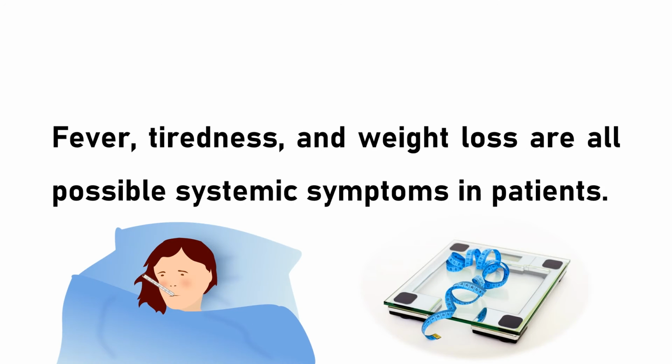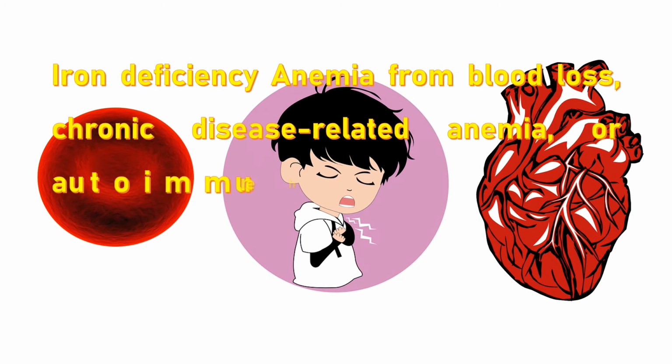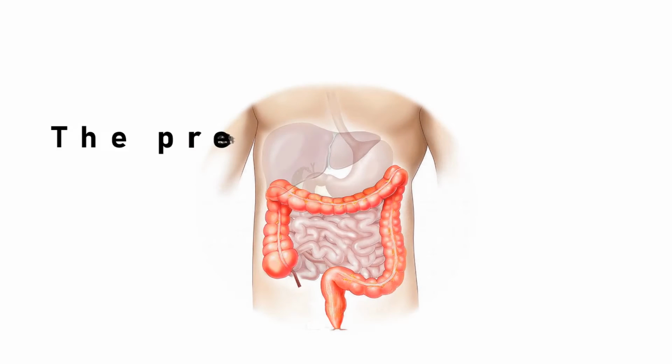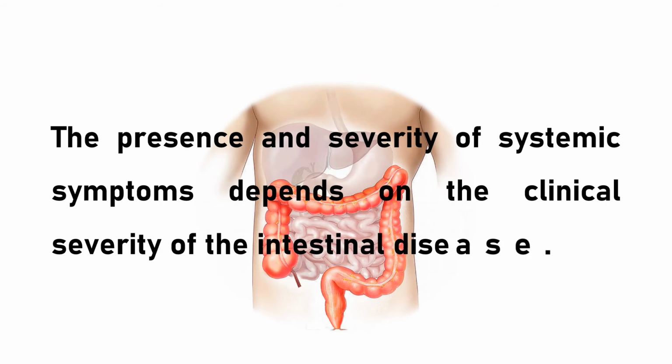Fever, tiredness, and weight loss are all possible systemic symptoms in patients. Iron deficiency anemia from blood loss, chronic disease-related anemia, or autoimmune hemolytic anemia can cause dyspnea and palpitations in patients. The presence and severity of systemic symptoms depends on the clinical severity of the intestinal disease.